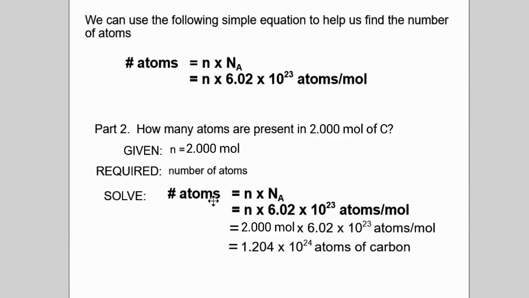So the number of atoms, again, is equal to n times Avogadro's number. This symbol, N subscript A, is Avogadro's number. N times 6.02 times 10 to the power 23 atoms per mole. You put the 2 moles where the n is and multiply it by Avogadro's number, and you get 1.204 times 10 to the power 24 atoms of carbon.